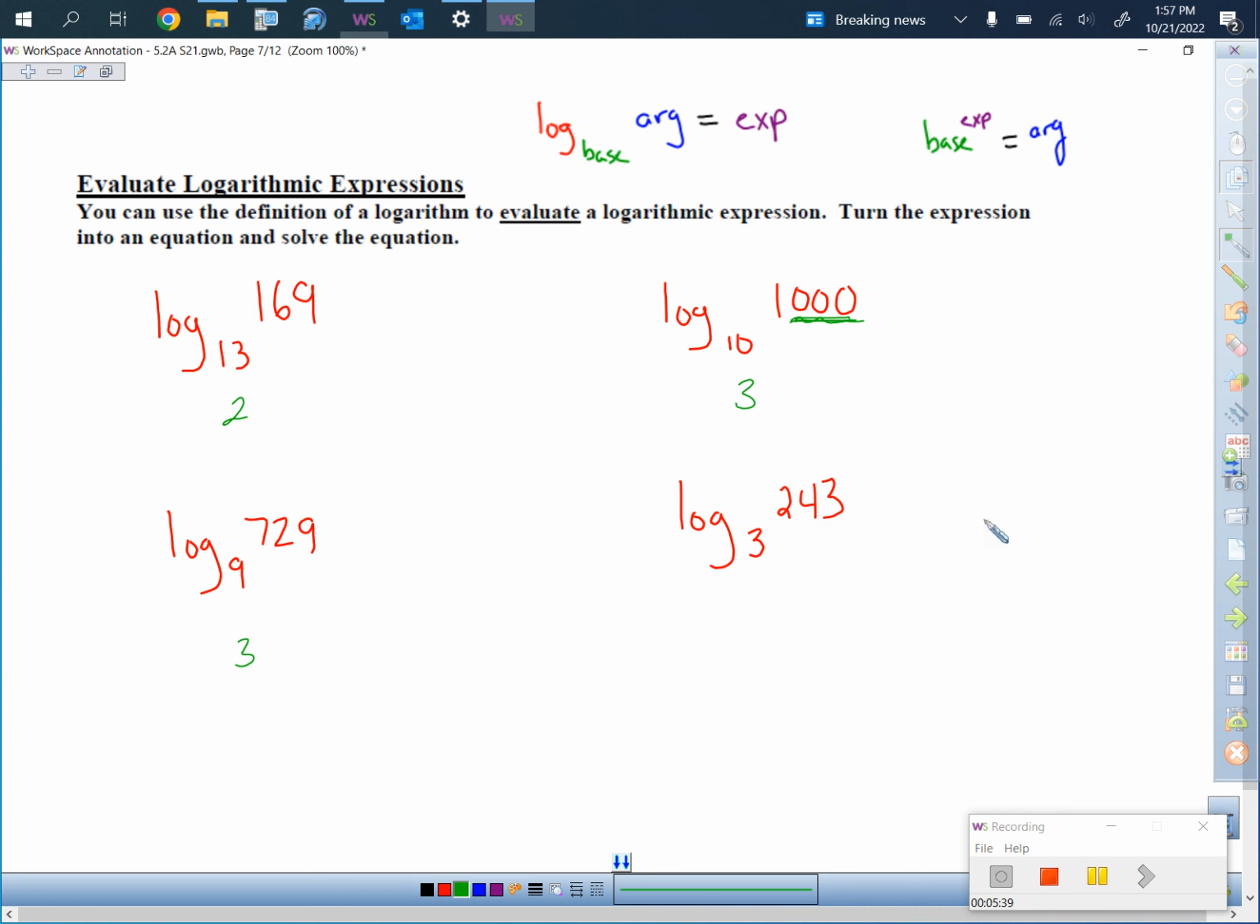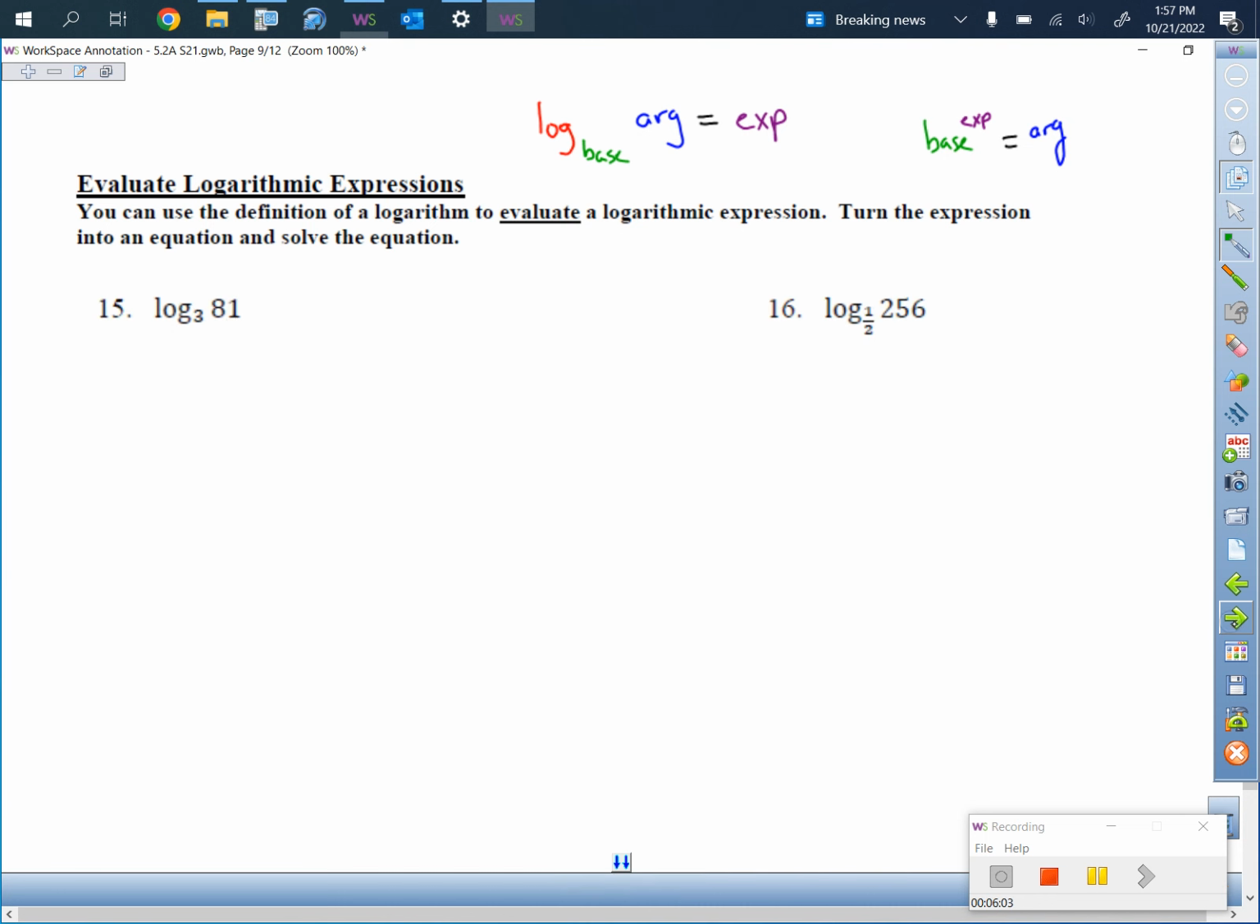Well, 3 to the second is 9. 3 to the third is 27. 3 to the fourth is 81. So 3 to the fifth is 243. So cool. What we're going to do is I'm just going to skip through the rest of these.